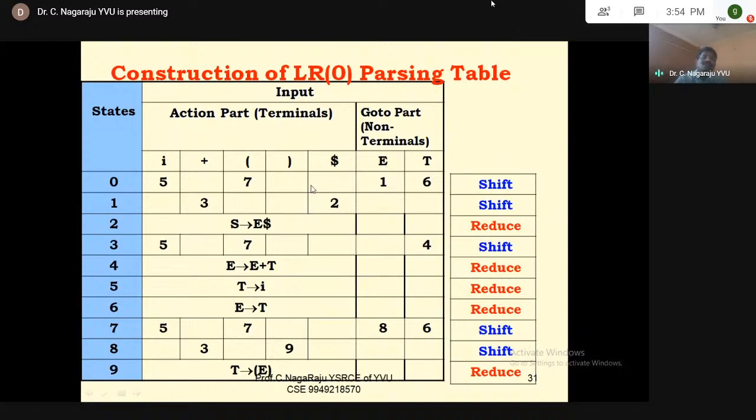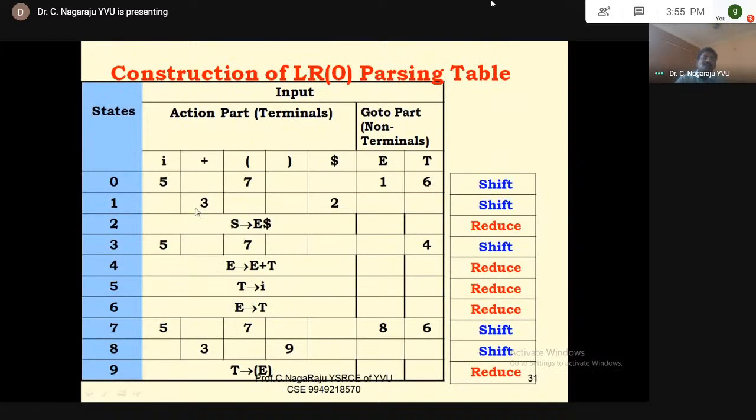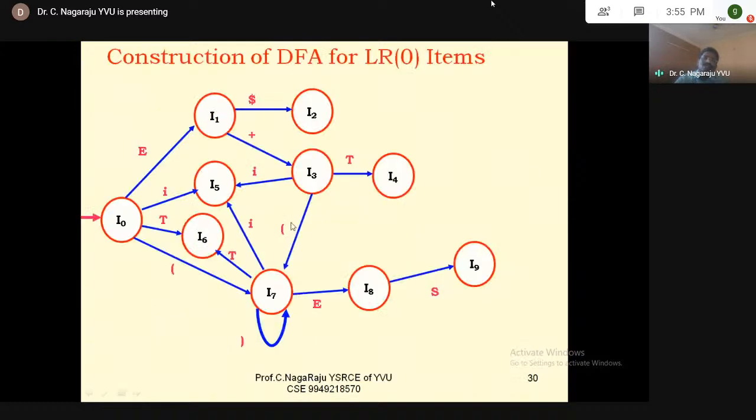Our next symbol, suppose you see that, on state 0, for input T, it will enter I6. Then we write this 6. Our next, suppose we say that for state 1 on input I, there is no I, so for state 1, on input I, there is no outgoing transition.